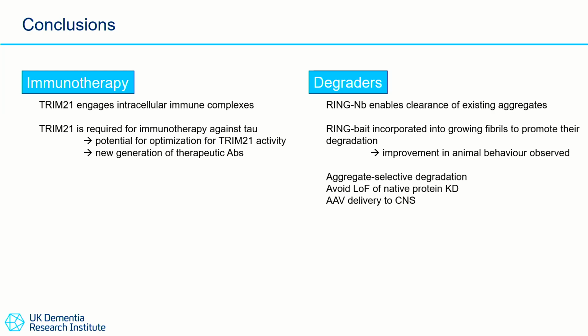And secondly, as a targeted degradation approach, we've shown that we can engineer RING nanobody and RING bait degraders, which, when incorporated or bound to tau filaments, elicit their selective removal and improvements in animal behavior. And this gives us hope that we may be able to use this type of pathway for reversing this kind of pathology in vivo.